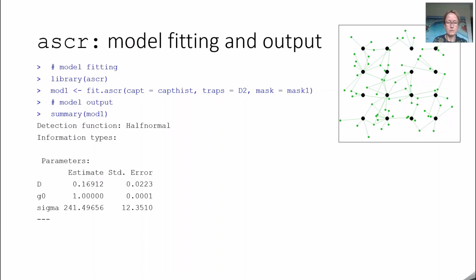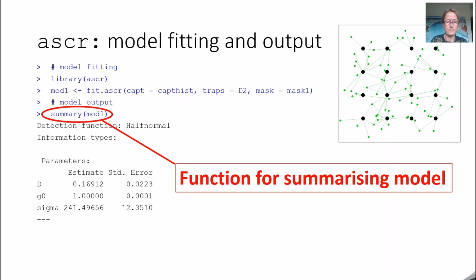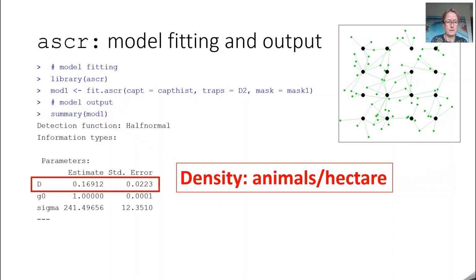We can have a look at a summary of the model using the summary function. This prints out the estimates of the model parameters, which would be familiar to you at this point. Here we have the estimate of density in the study area with the standard error. This is always given in the number of animals per hectare. Some units are hard-coded into the functions, and one of these units is hectares for density estimates. We'll talk more about this in the following lecture.